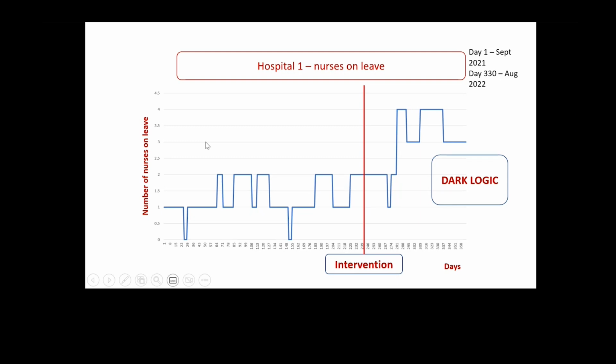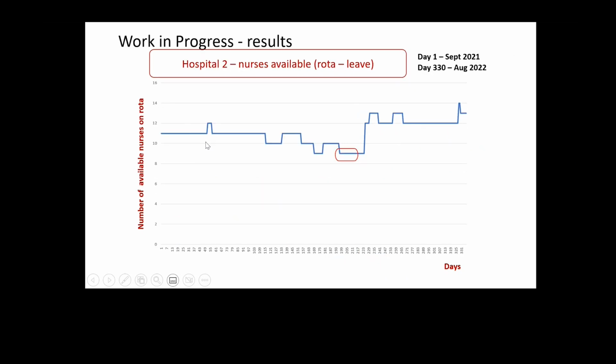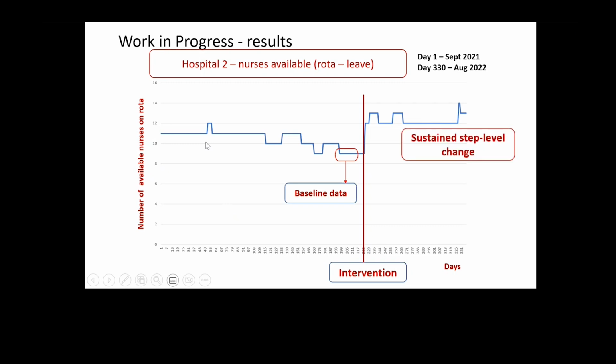I'll show you hospital two and then hospital three. I don't have data on four. This is hospital two. On the y-axis is the number of available nurses on the rota and then the continuum of days. We intervened at this point and we took our baseline data at this point. I hope you can start to appreciate hospital two is what you would probably describe as a quote unquote good adopter of the intervention. You can appreciate there's a sustained step level change in hospital two.